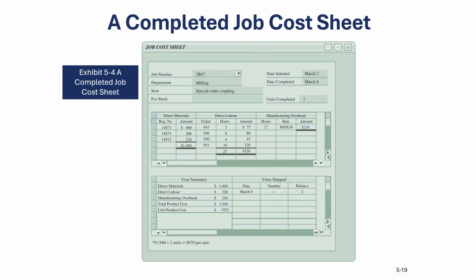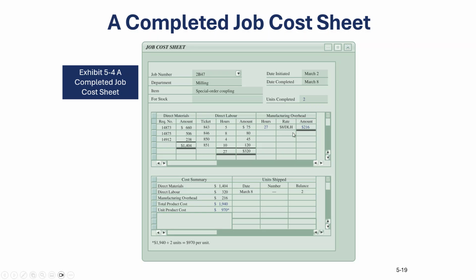So here is the complete information for that job. We were looking at job 2B47, and we only looked at one example. They used the material, and there were three requisitions created, and the total material for that job was $1,404. Then look at the direct labor hours. There were many people working on the job. The total was 27 hours, and we calculated the amount based on those ticket numbers. The direct labor cost was $320.